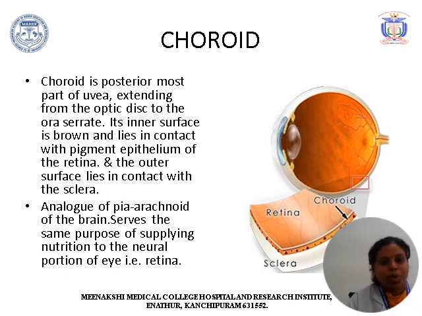Its inner surface is brown and lies in contact with the pigment epithelium of the retina, and the outer surface lies in contact with the sclera. So it is an analog of the pia-arachnoid of the brain, and it serves the same purpose of supplying nutrition to the neural portion of the eye, that is the retina.